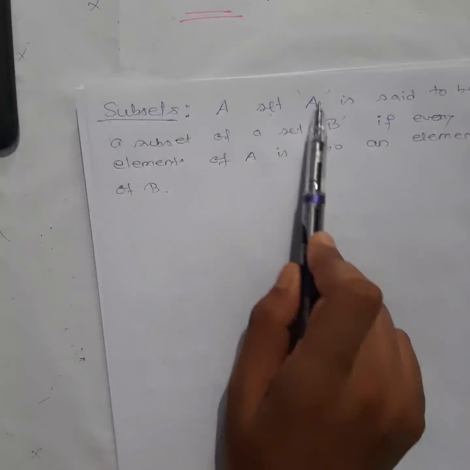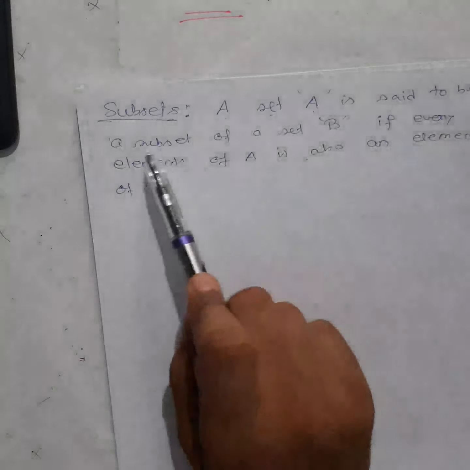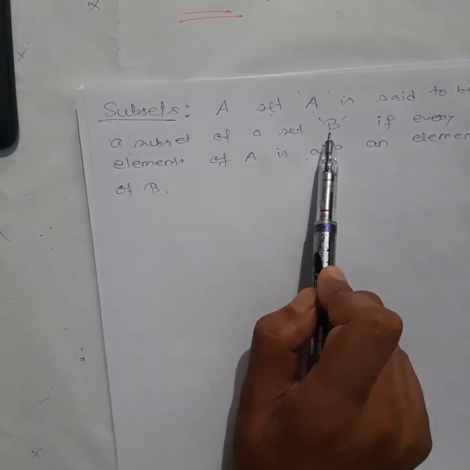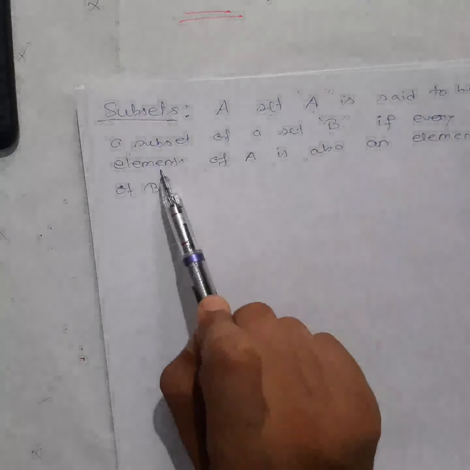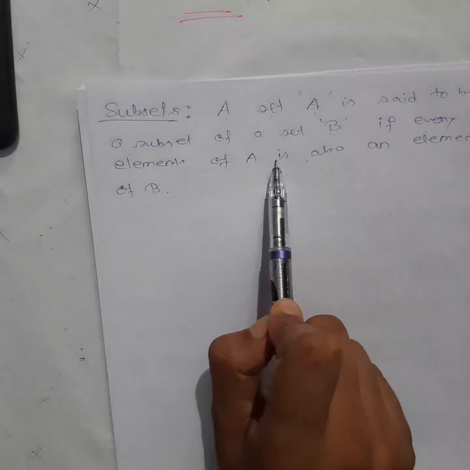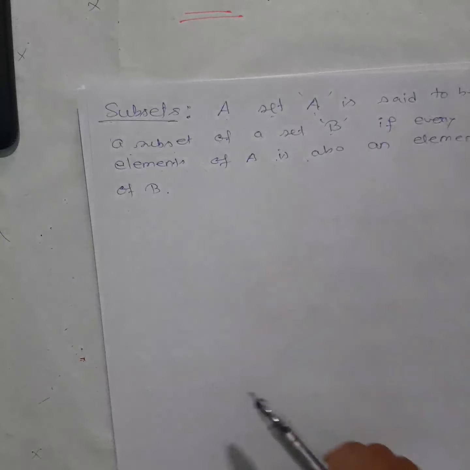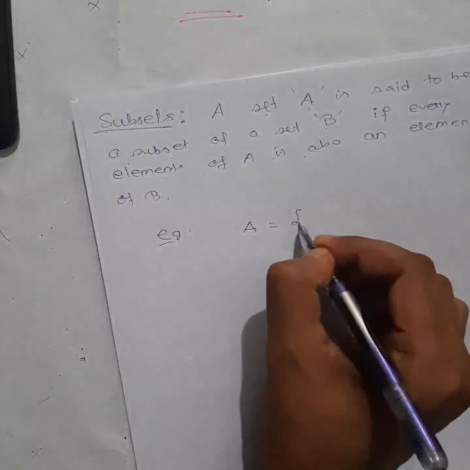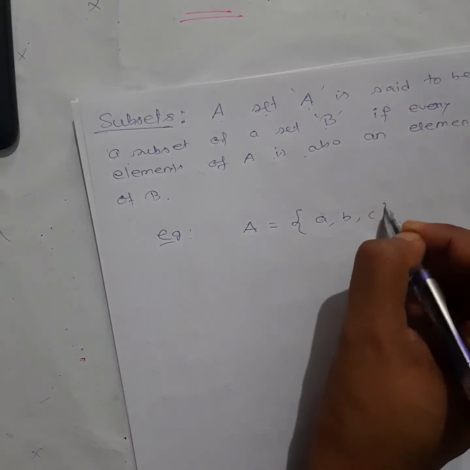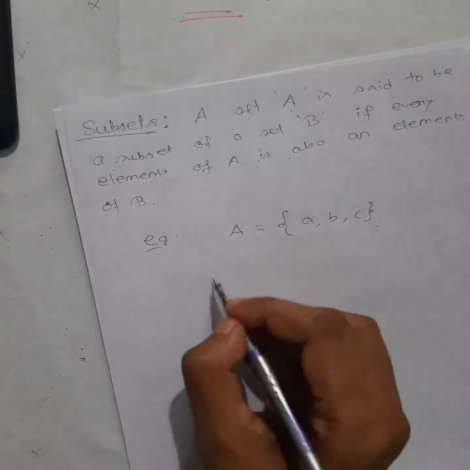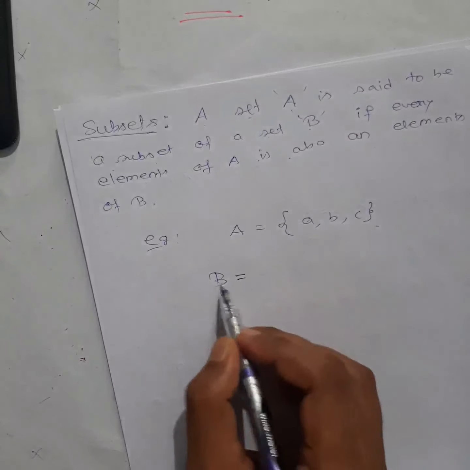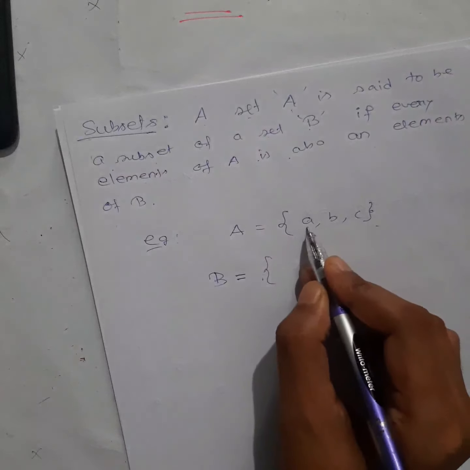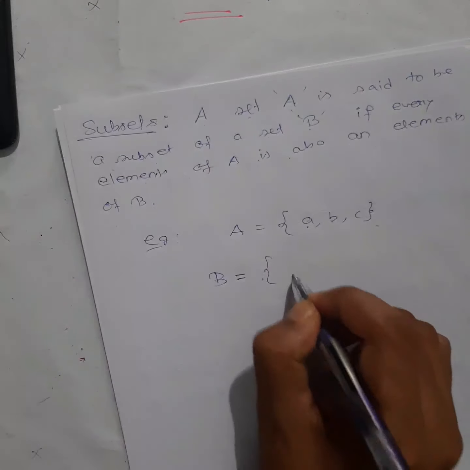Suppose you have a set A. It is said to be a subset of a set B if every element of A is also an element of B. Now what does this mean? See here, I will give you an example. Suppose you have a set A in which the elements are A, B, C. Now this will be called a subset of another set, say B, when every element of A, that is A, B, C, is an element of B also.